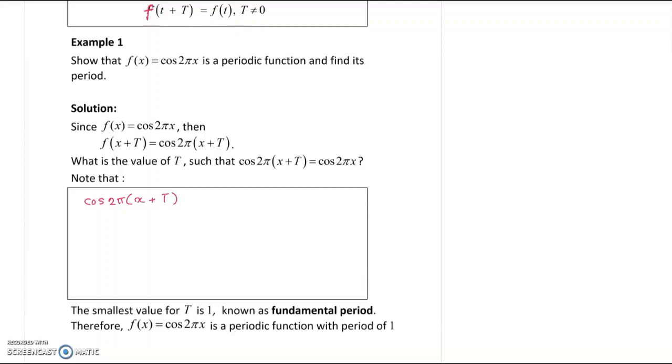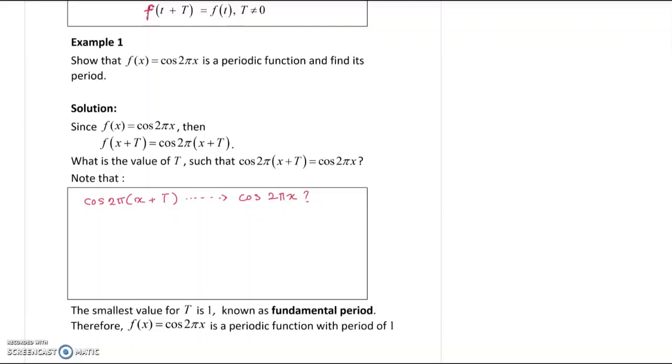Okay, so basically we want to know, with a little bit of manipulation, whether the cos of 2 pi x plus capital T here will go back to cos 2 pi x or not. If we can deduce that it is going back to cos 2 pi x, then it is a periodic function. Otherwise, it's not.